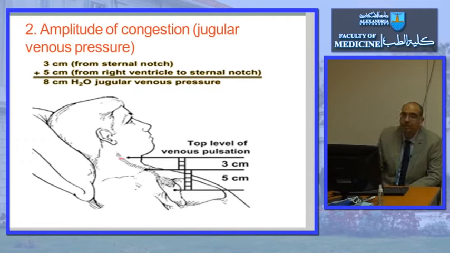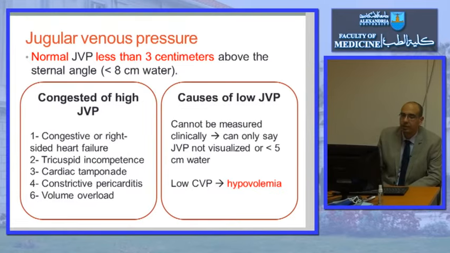So the second item to comment on is the level of congestion, or the jugular venous pressure. As we described, normal jugular venous pressure is less than 3 centimeters above the sternal angle, which means it is less than 8 centimeter water. When it is more than 3 centimeters above the sternal angle, it is called high jugular venous pressure. It is present in case of heart failure, tricuspid incompetence or regurgitation, cardiac tamponade, constrictive pericarditis, or volume overload.